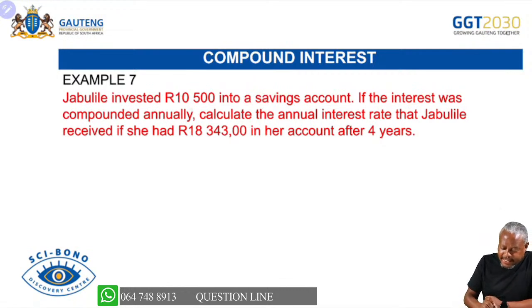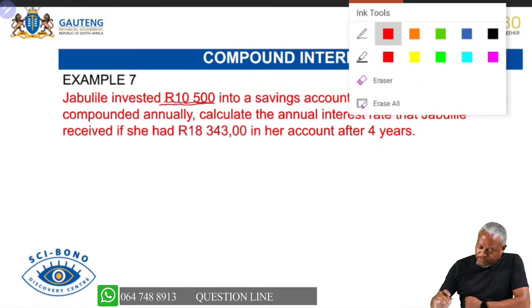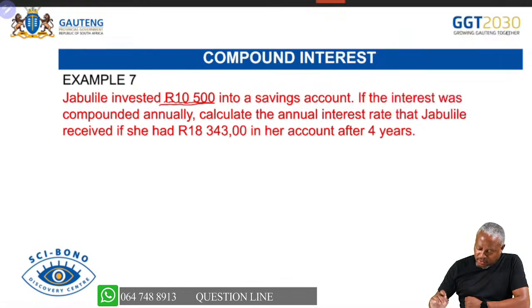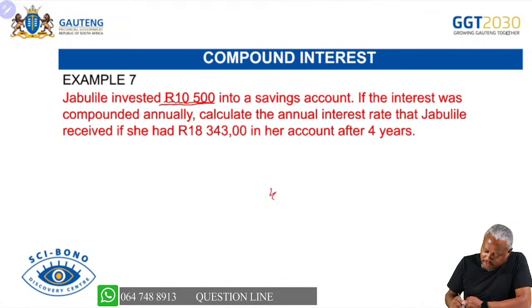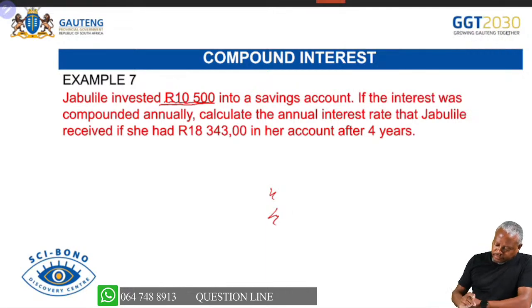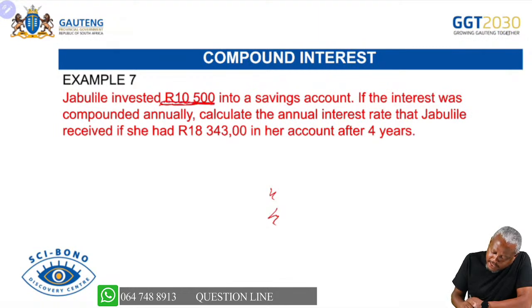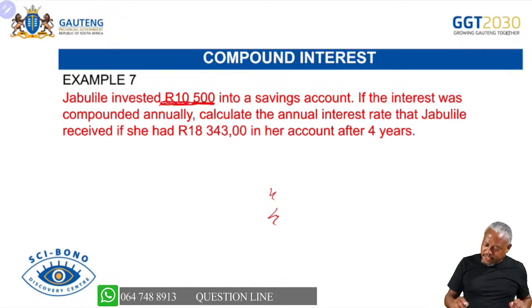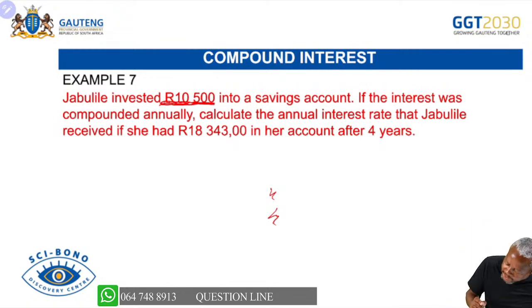Jabulile invested 10,500 into a saving account. This is what Jabulile invested. She invested this amount of money, 10,500, into a saving account. If the interest was compounded, now I like this one. It's compounded what? Underline this one.